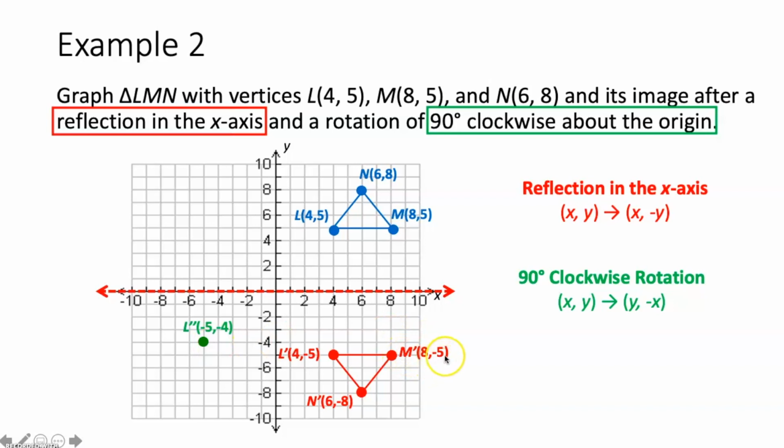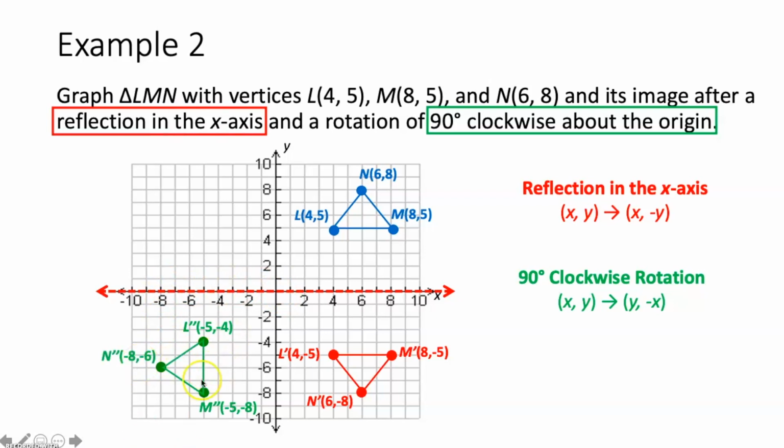To get M double prime, we take M prime. We're going to switch the x and the y coordinates. So it's going to be -5, 8. But we have to make that 8 the opposite of whatever it was. So it's going to be -5, -8. So we go over -5 on the x-axis, down -8 on the y-axis. There is M double prime. To get N double prime, we take N prime, this ordered pair, and we switch the x and the y coordinates. So it's going to be -8, 6. And then we make that x coordinate the opposite of what it was. So we make it -8, -6. And that's where N double prime is going to be. So we go over -8 on the x-axis, down -6 on our y-axis. There is N double prime.